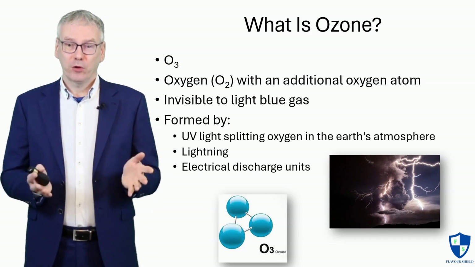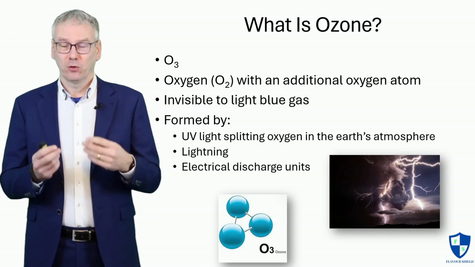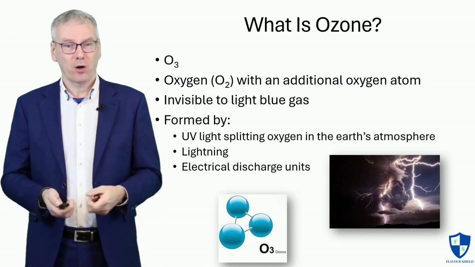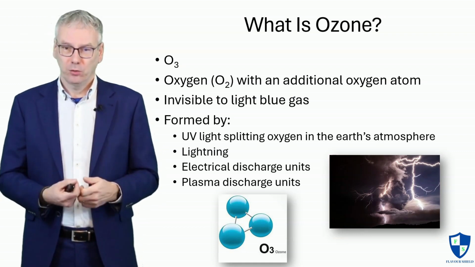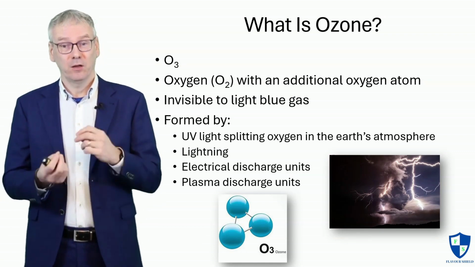The first way we can create ozone is by using an electrical discharge unit. So we're going to use electricity sparks to create ozone. And the second way we can create ozone is to use a plasma discharge unit. And a plasma is basically an electrified gas.